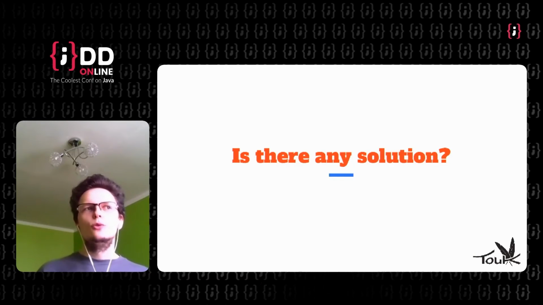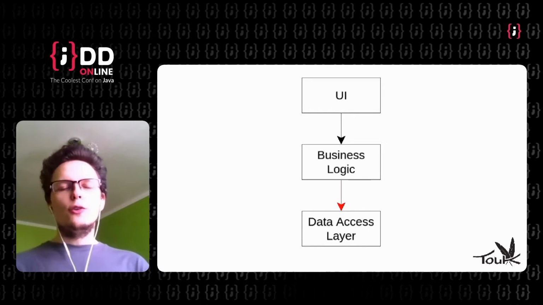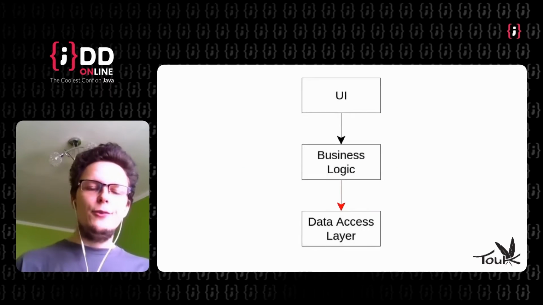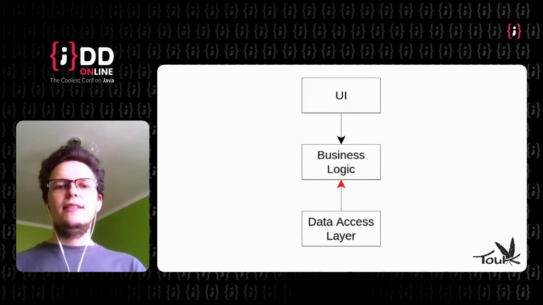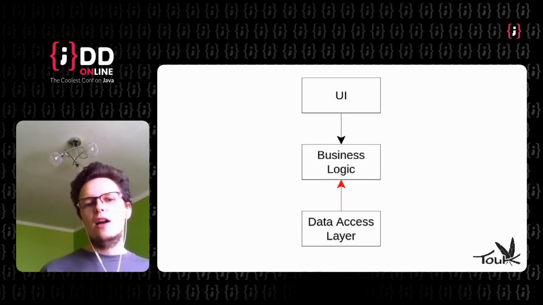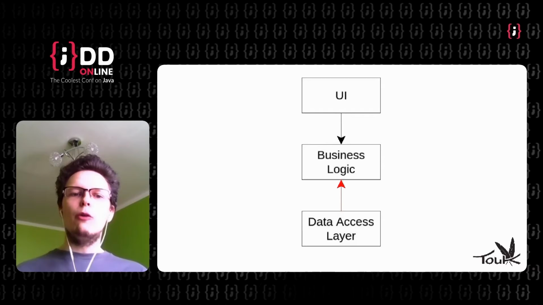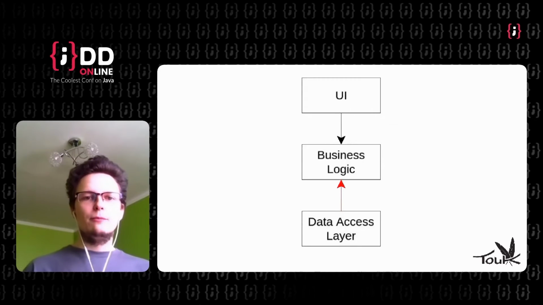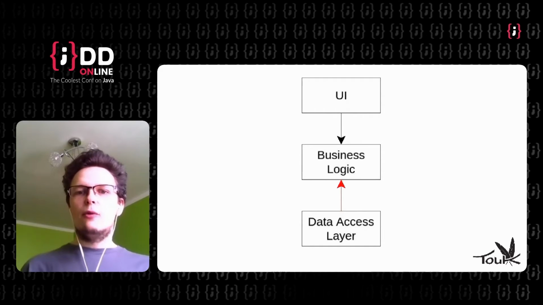Is there any solution to such a problem, to such an approach, to such an architecture? Of course. If you look at the simplified view of the architecture, the problem is with the bottom arrow. If we replace that arrow with an arrow in the opposite direction, we could make our business logic the most important part, the kernel of everything connected in our application.